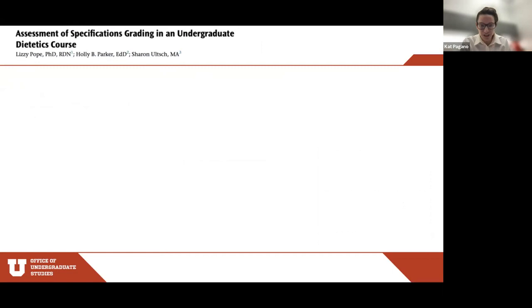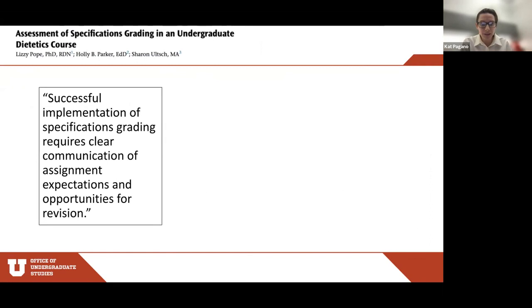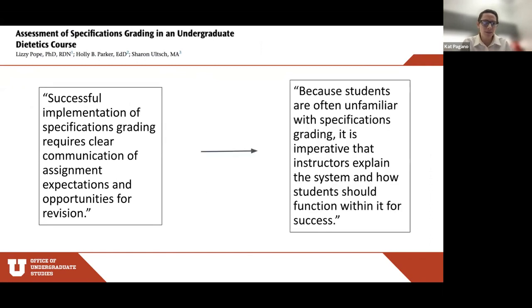And finally, here's an article based on a dietetics course. Again, qualitative interviewing happened at the end of the course to see how students and instructors felt about it. And this is kind of what came of it: successful implementation of the system requires a lot of clear communication, especially of the assignment expectations. So being really upfront. This system does take a lot of work upfront. And it also really needs to be driven home that it's okay to make revisions, that students have the opportunity to make revisions.